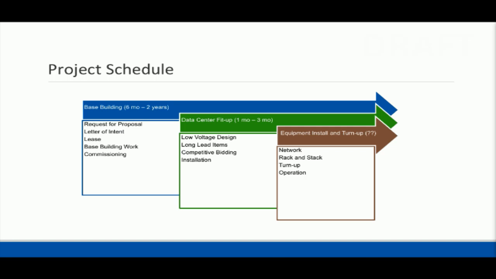That can be any place from, you know, a month to maybe 3 months, depending upon, again, whether you have to have it permitted, designed. That's the low voltage design itself, any long lead time items.